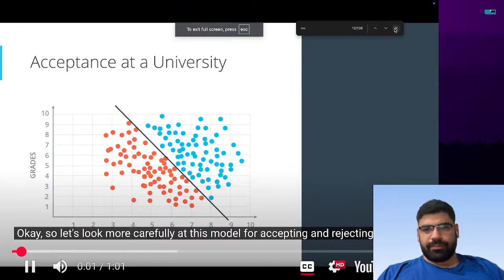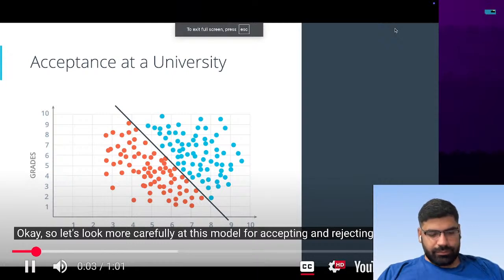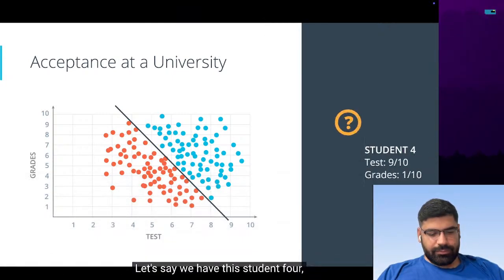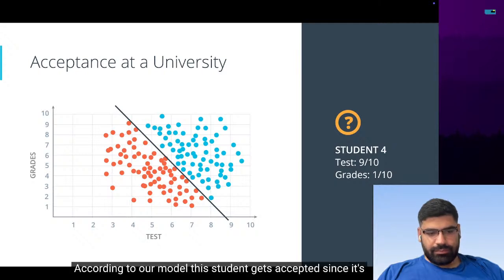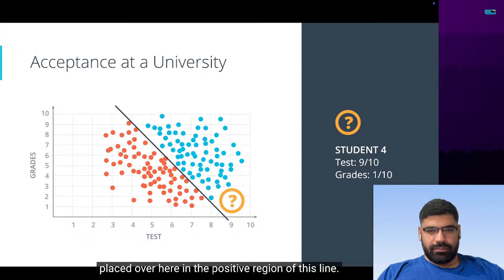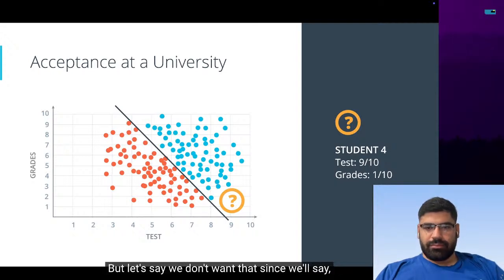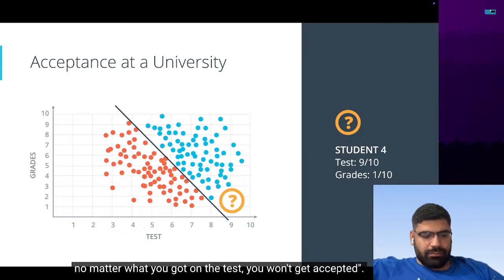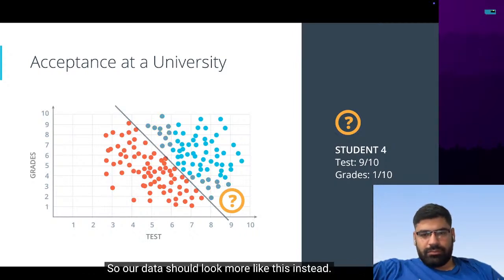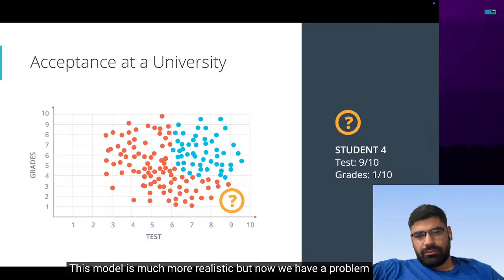Okay, so let's look more carefully at this model for accepting and rejecting students. Let's say we have this student 4 who got 9 in the test, but only 1 on the grades. According to our model, this student gets accepted since it's placed over here, in the positive region of this line. But let's say we don't want that, since we'll say if your grades were terrible, no matter what you got on the test, you won't get accepted. So our data should look more like this instead. This model is much more realistic, but now we have a problem, which is the data can no longer be separated by just a line.